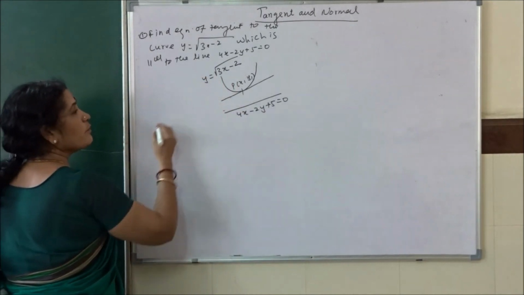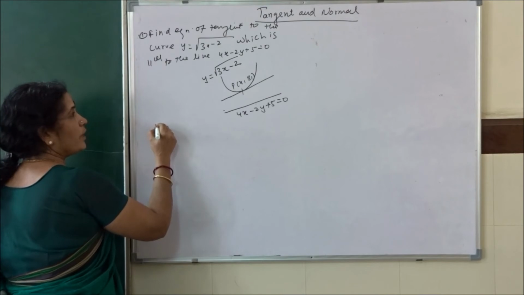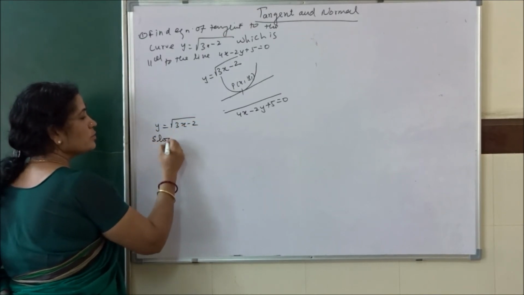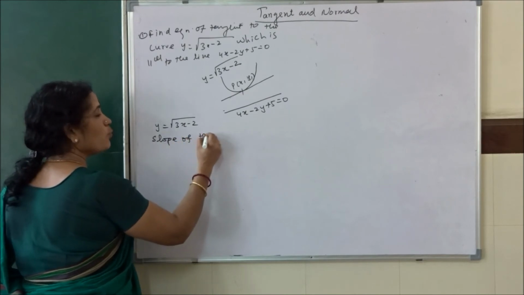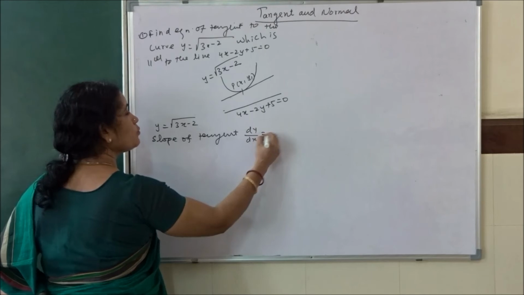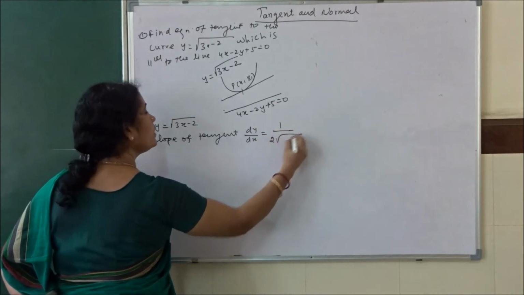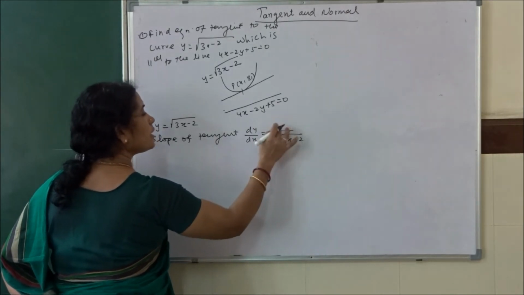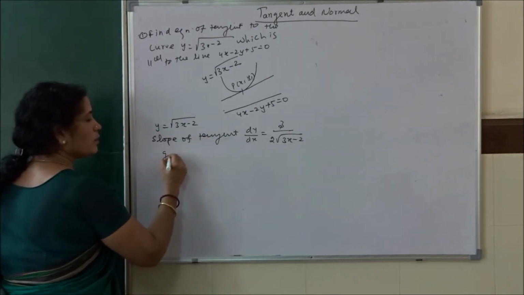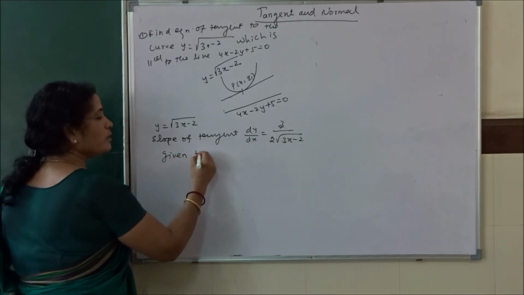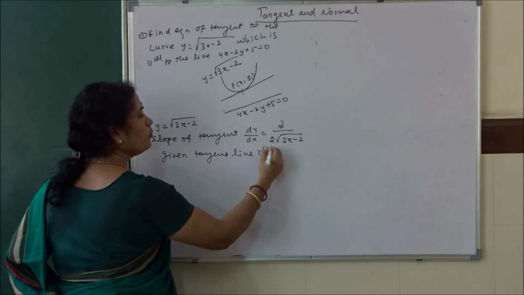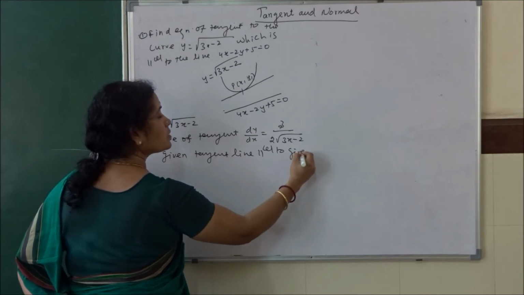Okay. Now what is given here? That is y equal to 3x minus 2 under root. What is the slope of tangent? Slope of tangent is dy by dx. So what is dy by dx as per the question? 1 upon 2 root of (3x minus 2) into differentiation of inside, that is 3. Am I correct? Now as per the given, the tangent line is parallel to the given line. Am I correct?